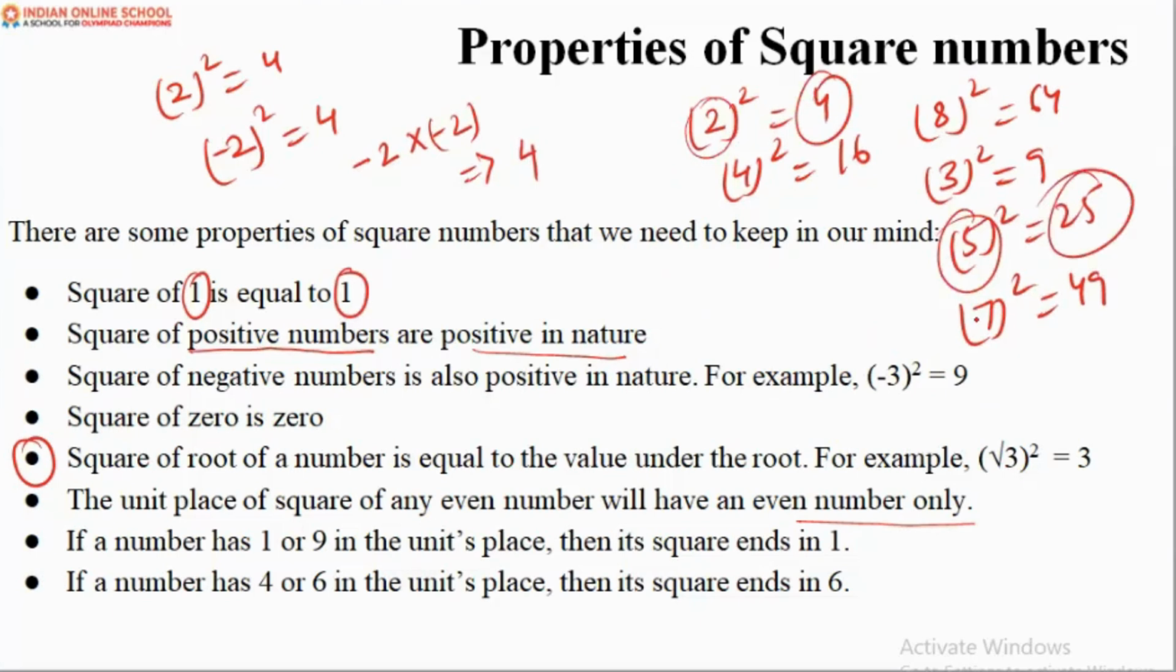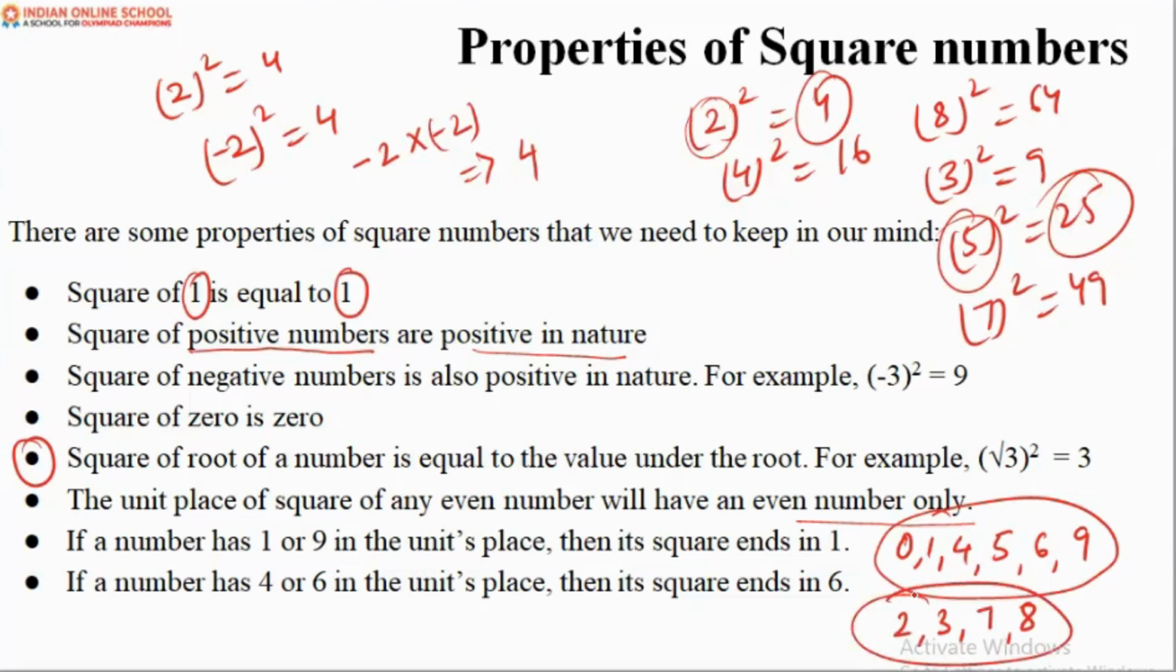Understood? Got it? Another thing we can say is, if a number ends with 0, 1, 4, 5, 6, 9, then it can be a perfect square. It's not compulsory that it will be a perfect square, but it can be. And if any number ends with 2, 3, 7, and 8, that number cannot be a perfect square. Understood? Yes, ma'am.